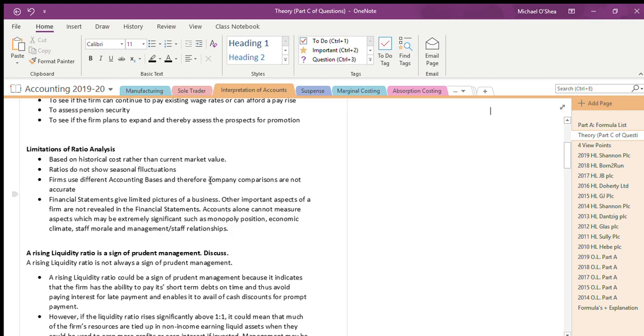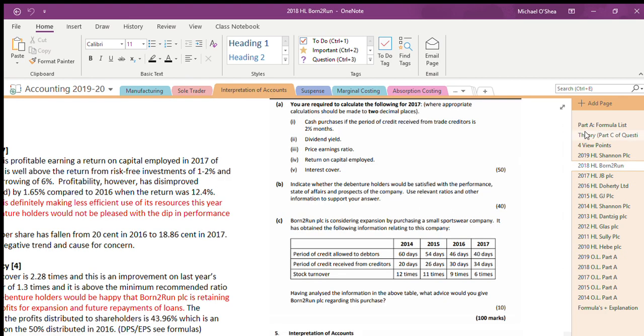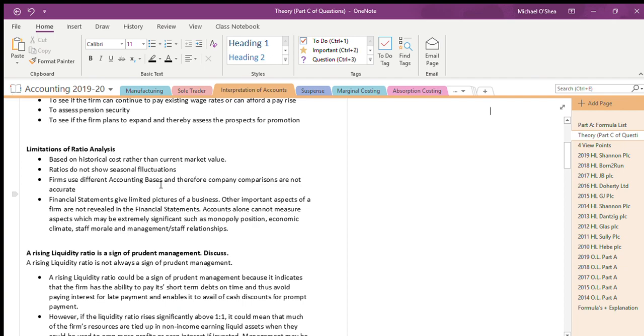Firms use different accounting bases and therefore company comparisons are not accurate. I wouldn't say that as much as such. Generally most firms use quite a similar way of keeping track of their accounts. But the idea behind this one is basically that firms can show their accounting stats, I suppose, in different ways, and sometimes it can be difficult to compare. It can be difficult to compare Nike versus Adidas, because Adidas show their accounts in one way, but Nike show theirs in another. That last came up in 2015, but I would say in the last 15-20 years, there's been a much more standardized way of showing your accounts.